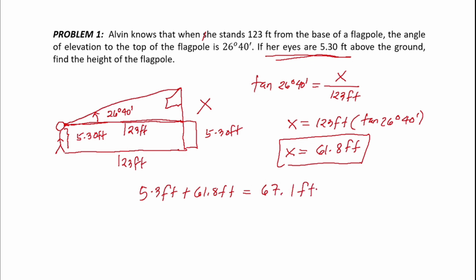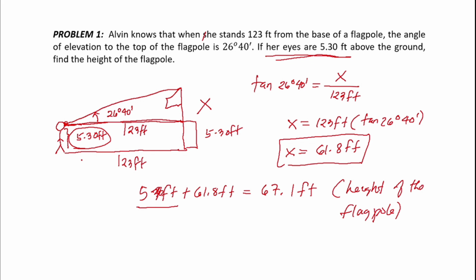67.1 feet. So this is the height of the flagpole. Pat's eyes are 5.3 feet above the ground. We add this 5.30 because the line of sight, based on the horizontal, is above 5.30 feet.